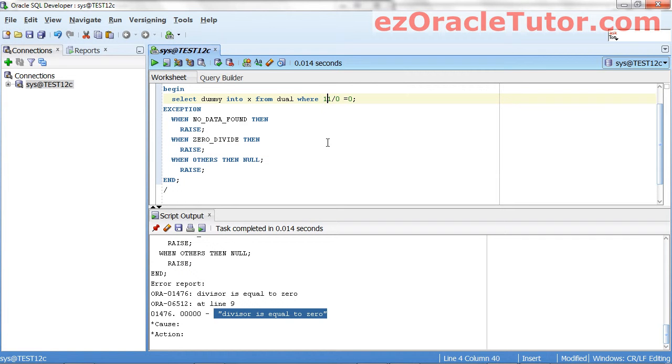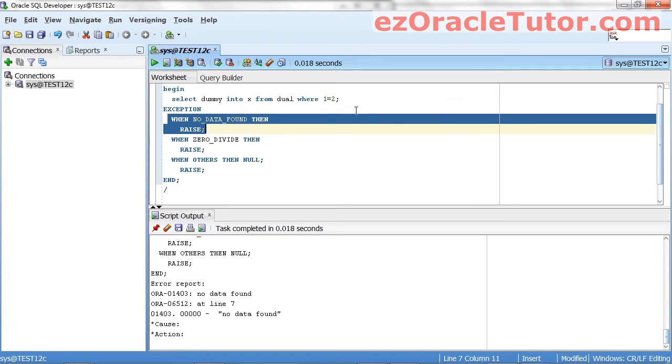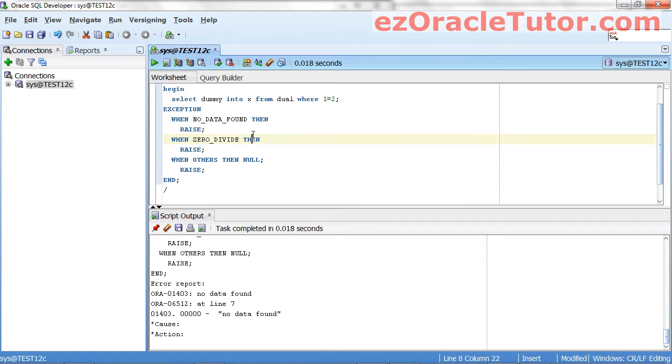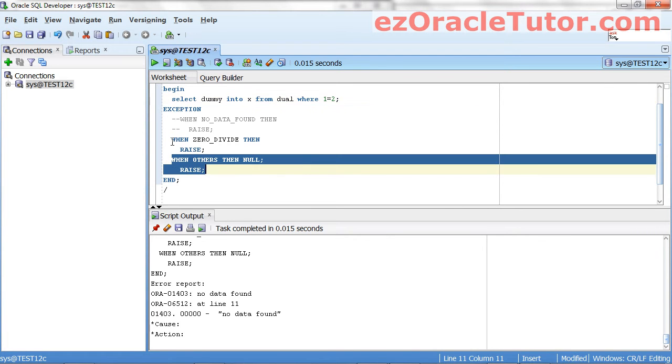Let's say now we say where 1 is equal to 2. Is 1 ever equal to 2? No, it is not. Actually, it tells me it's no data found because it picks that up first. It does actually find no rows. So let's comment this out. Here's a comment. Is this going to pick up zero divide? Actually, it's picked up no data found again. Well, because it does have no data found, but that's because it's picking it up with WHEN OTHERS.